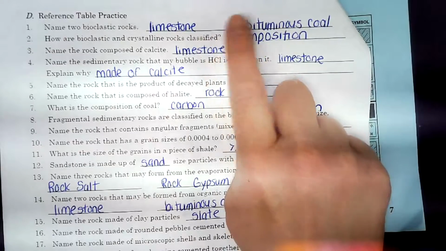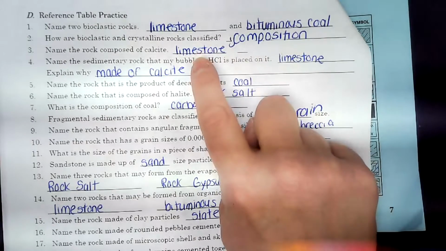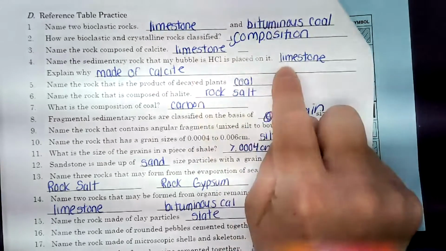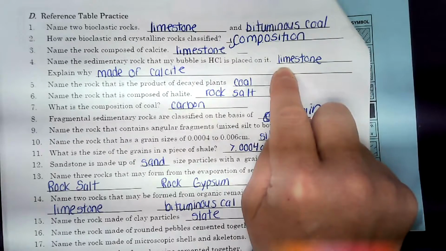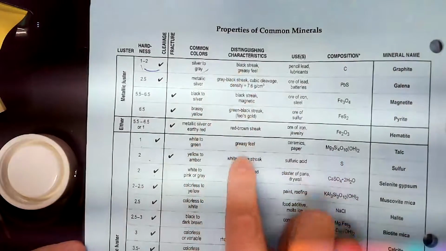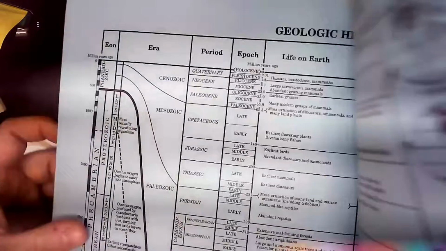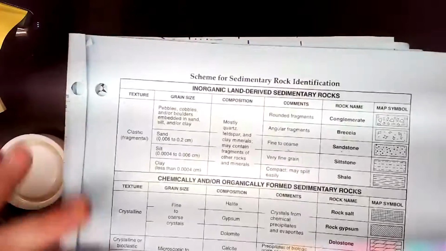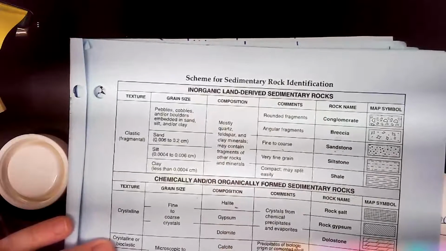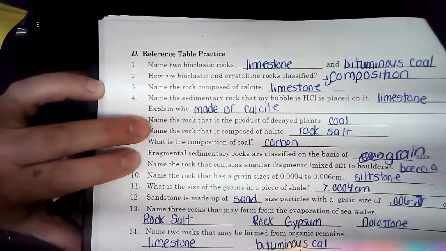So number one, the answer would have been limestone and bituminous coal. Number two, composition. So check your work, guys. Number three, limestone. Number four, the sedimentary rock that may bubble when HCl is placed on it. Guys, remember HCl is an acid. So the only time we talked about acids and bubbling was when we talked about minerals. If you read down the distinguishing characteristics, bubbles with acid is calcite. So calcite will bubble with acid, but we wanted the name of a sedimentary rock. If I read down the composition, limestone is made out of calcite. So limestone is the one that will bubble with acid. Why? Because it's made out of calcite. So number four is limestone.